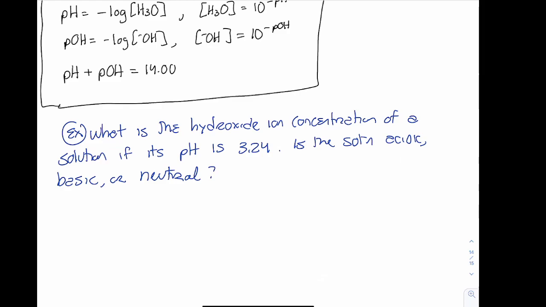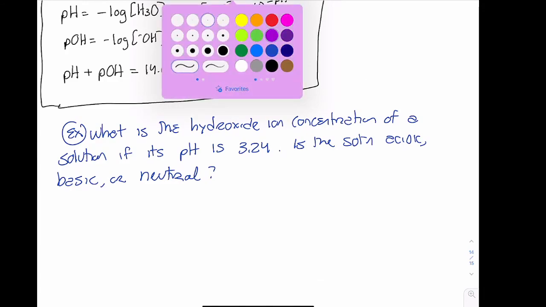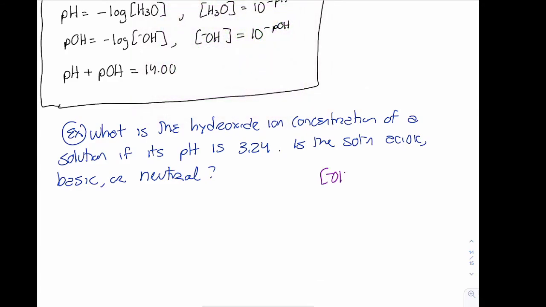So again, I'm spelling out hydroxide on purpose just to get you used to looking at it. So we know that our hydroxide ion concentration, right, is my OH minus concentration. That's what we're trying to solve for. We're given a pH of 3.24. The second question, acidic, basic, or neutral, my pH is less than 7, so it is acidic, which means when I calculate my hydroxide ion concentration, I'm going to expect that to be less than 1 times 10 to the negative 7th molar.